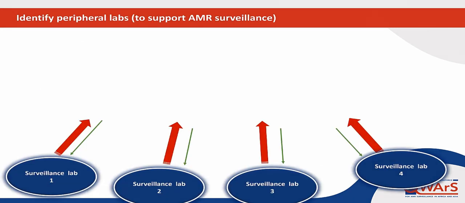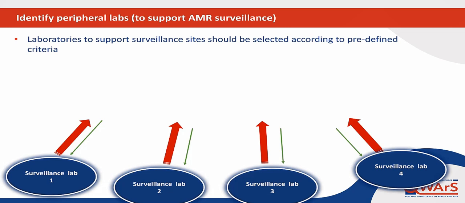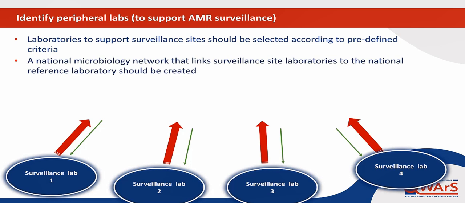Laboratories to support surveillance sites should be selected according to predefined criteria. If the peripheral sites do not meet the criteria, their capacity should be built. If required, provide staff, infrastructure, equipment, supplies, training on SOPs, revised lab request forms, and other tools, including WHONET. A national microbiology network that links surveillance site laboratories to the National Reference Laboratory should be created.